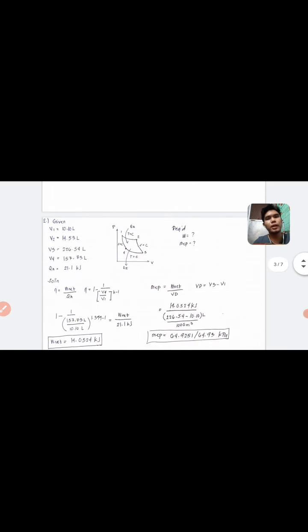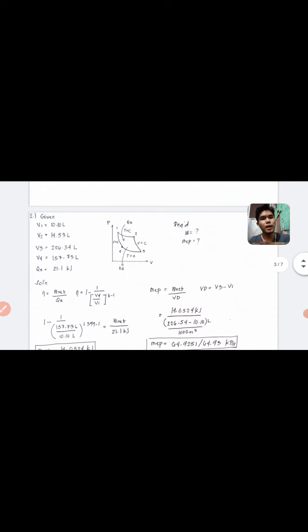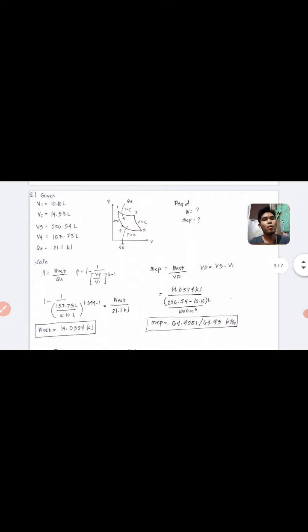For the given in number 2, we have here V1, V2, V3, V4, and the QA or heat added, which is 21.1 kilojoules. Here in our PV diagram, from state 1 to state 2, temperature is constant. State 2 to state 3, entropy is constant. State 3 to state 4, temperature is constant. State 4 to state 1, entropy is constant. The required here is the work and the mean effective pressure.